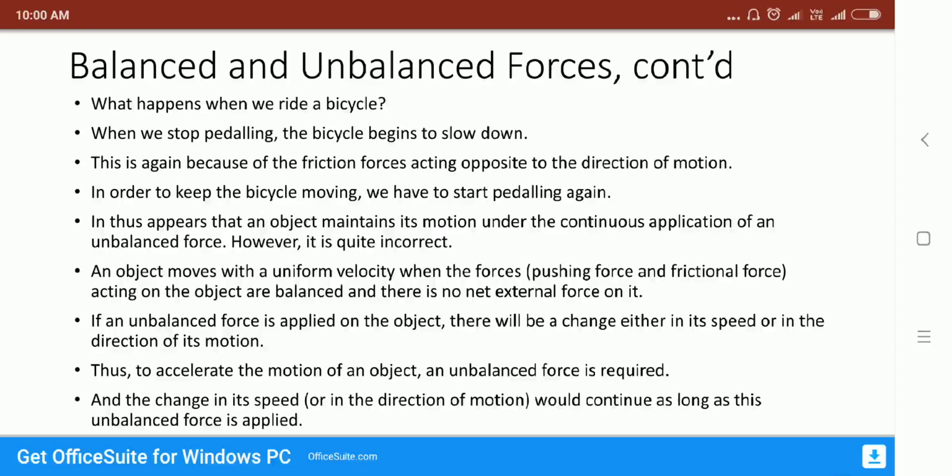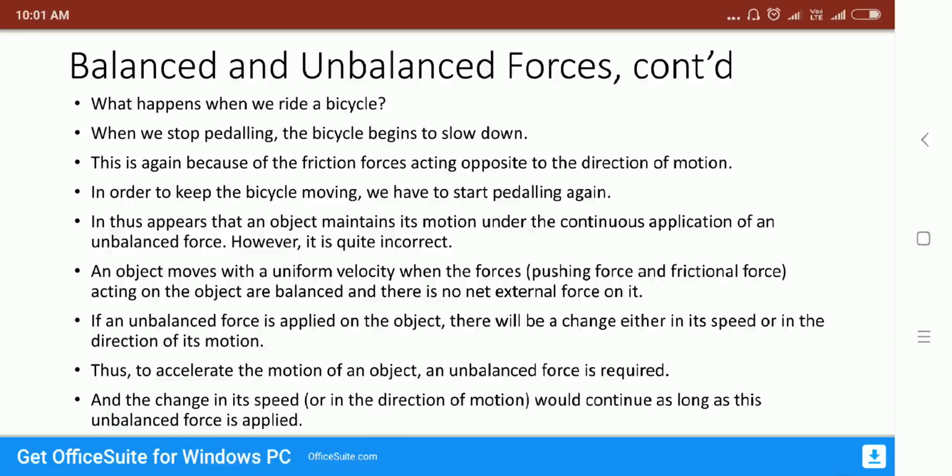If unbalanced force is applied, then the object may change either in its speed or in its direction. If the velocity is varying, we can say acceleration is there. What is acceleration? Acceleration is nothing but change in velocity divided by time. So the change in the velocity with respect to time, that is the acceleration.